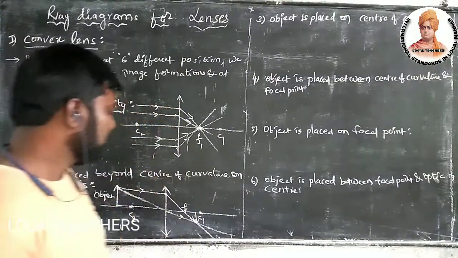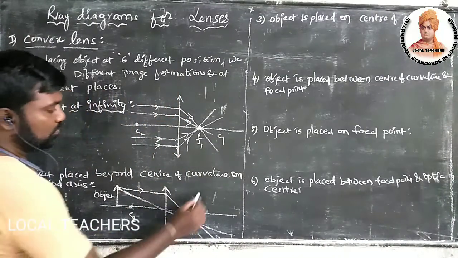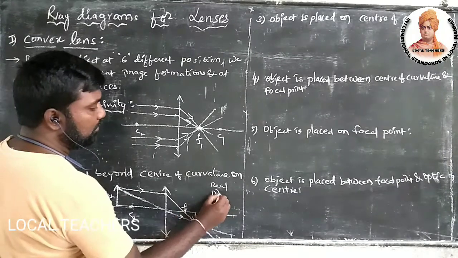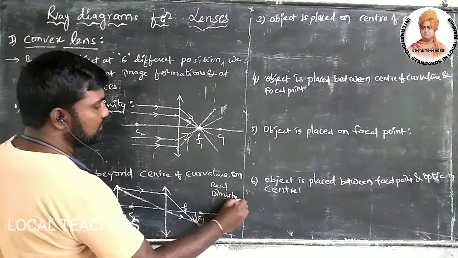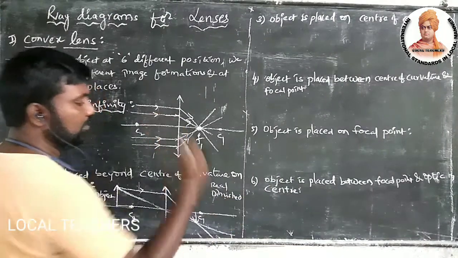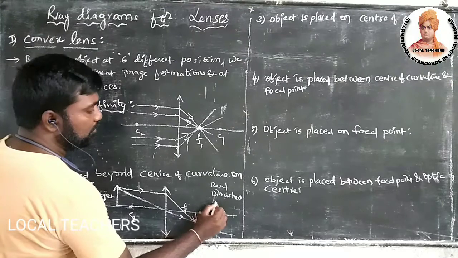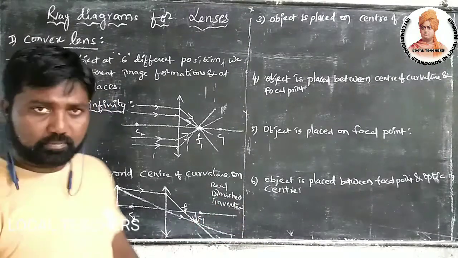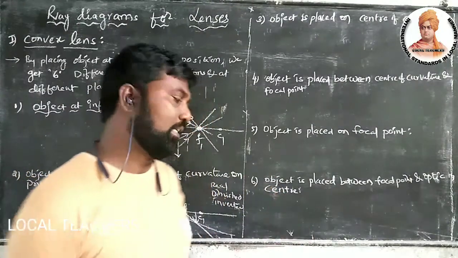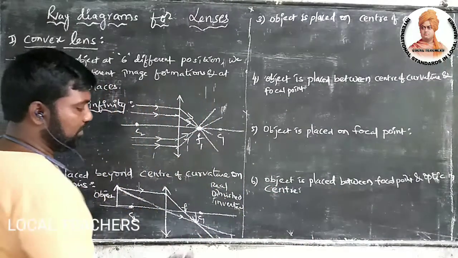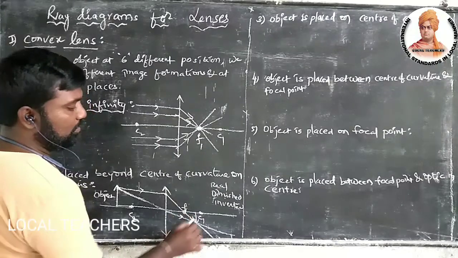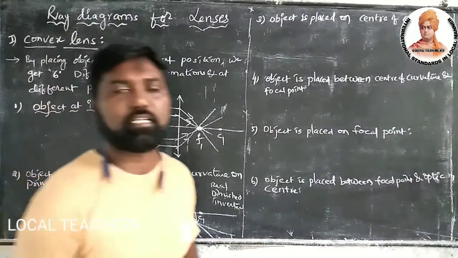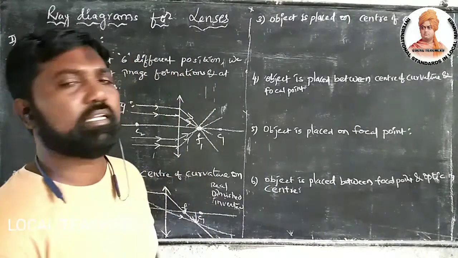At this point we got the image. If we observe the image, it is a real image, diminished in size, and inverted. So we got a real, diminished, inverted image, and the image is formed in between focus and center of curvature.